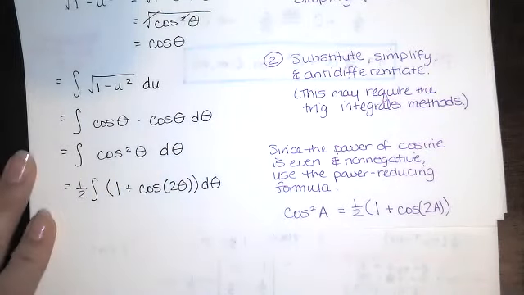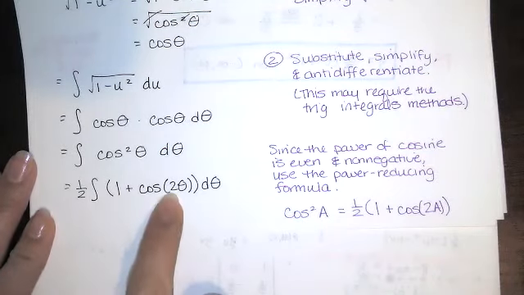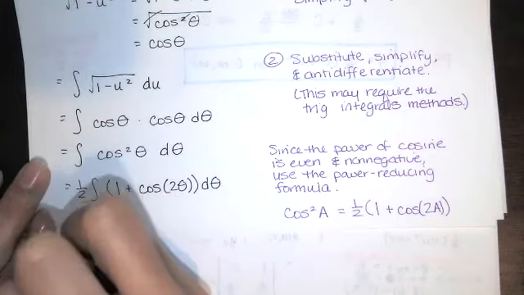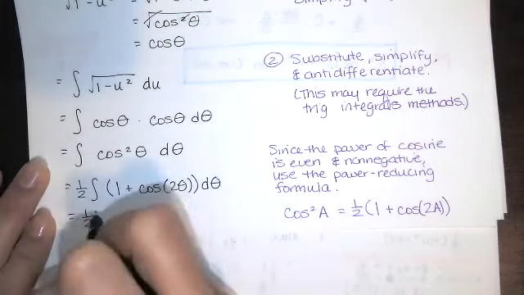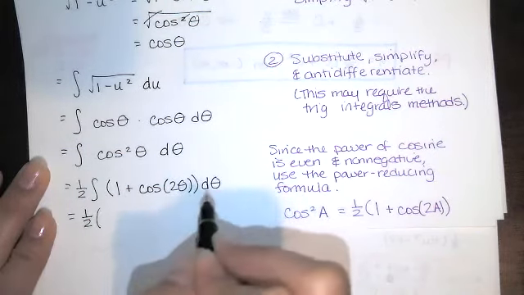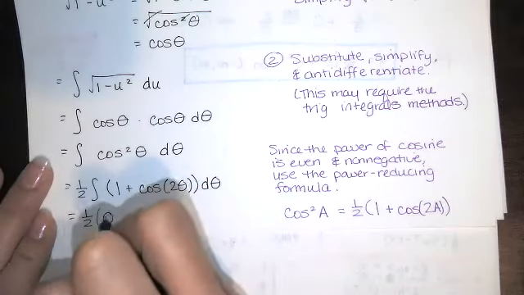So my new angle is 2 theta. And I ask myself, do I have a rule for that? I sure do. Absolutely. So this is going to work out just fine. So we take the antiderivative of 1 with respect to theta, and you get theta.